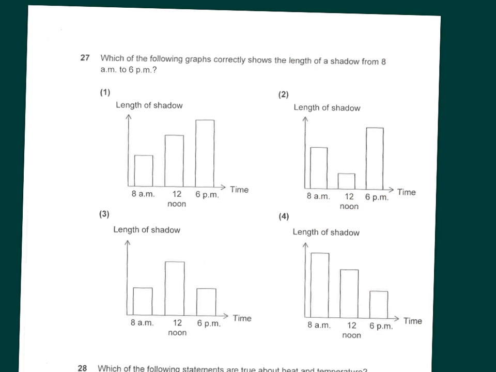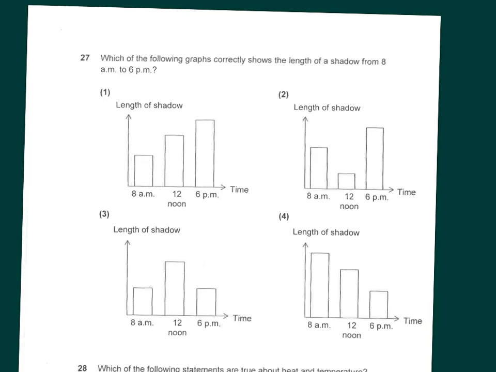Next, question 27. Which of the following graphs correctly show the length of the shadow from 8 a.m. to 6 p.m.? This is simple. Before even going into this, we should know that the shadow should be the shortest during noon time, because the light source, in this case the sun, is directly above. So we will look out for the option where noon time has the shortest shadow.